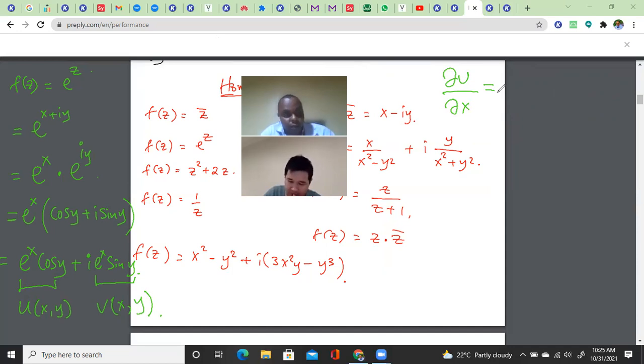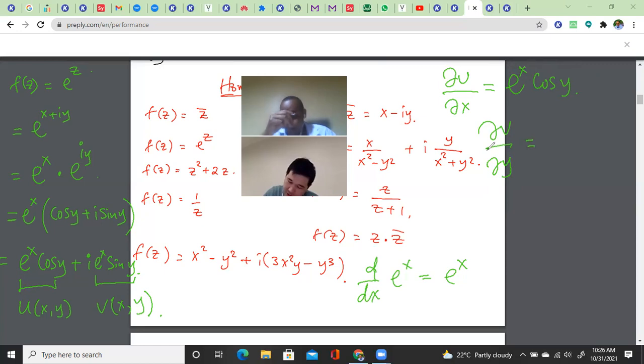So du/dx. Now, the derivative of e to the x is going to remain the same. The derivative of e to the x is just e to the x; it never changes. So du/dx is going to be e to the x cosine y, right? Yes. And what is dv/dy?